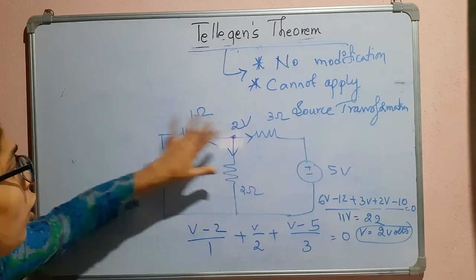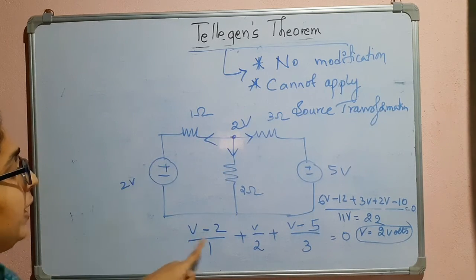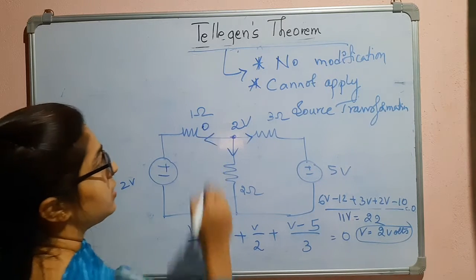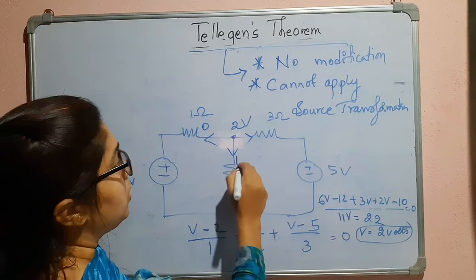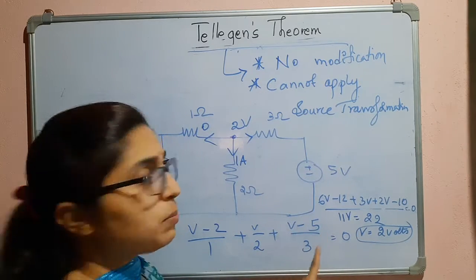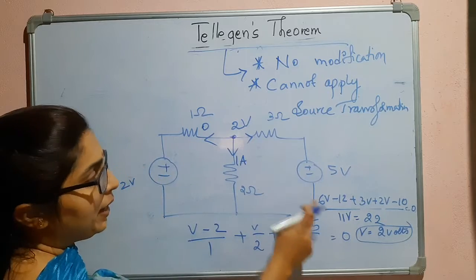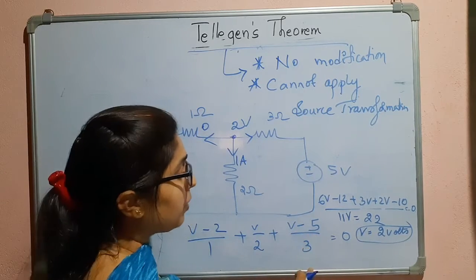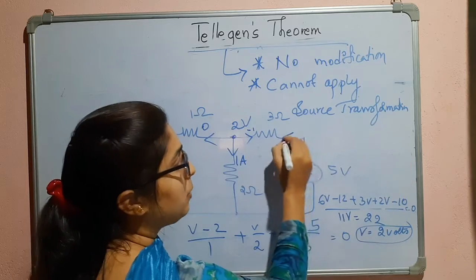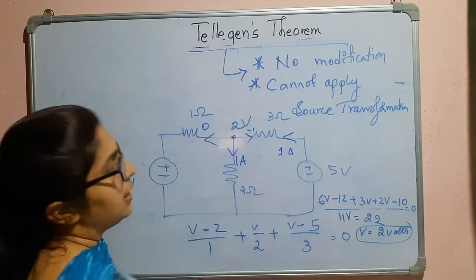That means, what about this current? That will be (2 minus 2)/1, which is 0. 2/2 is 1 ampere. And 2 minus 5, that is minus 3, so (2 minus 5)/3 is minus 1. If it is minus 1 in this direction, that means it is 1 ampere flowing in the other direction.